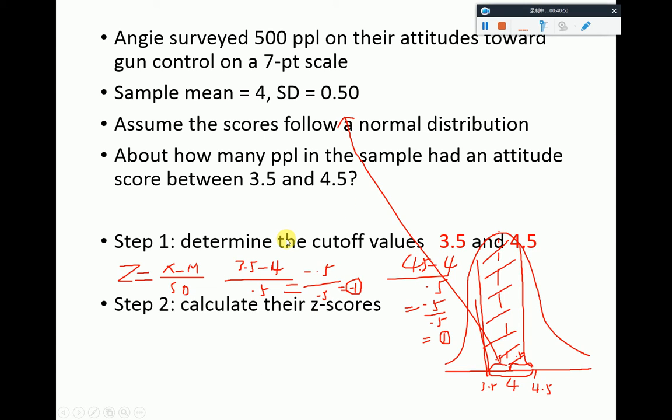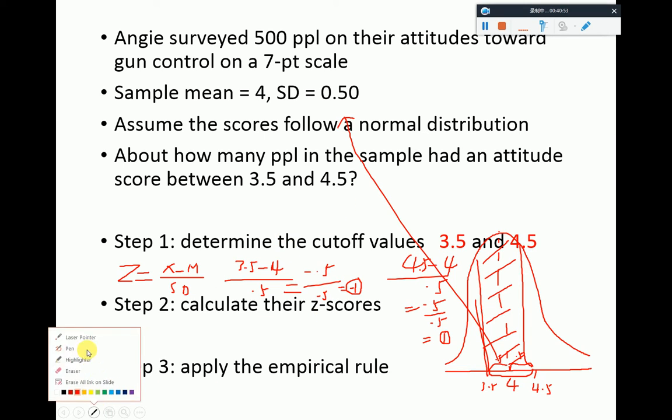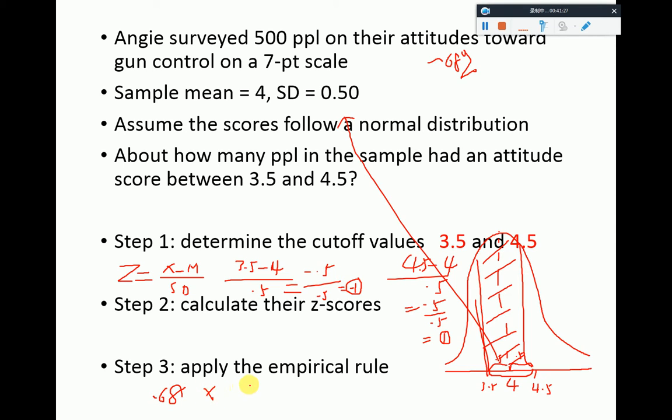Because we just said the first statement of the empirical rule says there will be about 68% of values that will fall within 1 standard deviation around the mean. So this is it. We know from calculation that 3.5 and 4.5 are exactly 1 standard deviation around the mean. And according to the empirical rule, there should be 68% of the scores that will fall within this interval. So it will be 0.68 times 500.